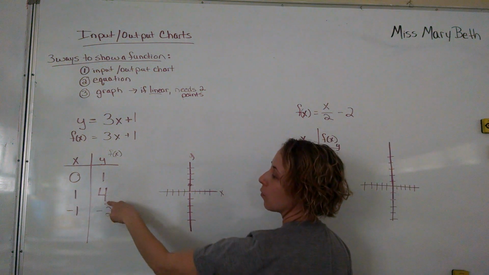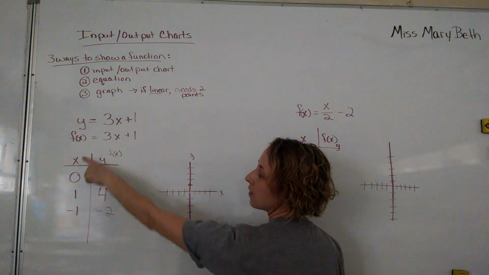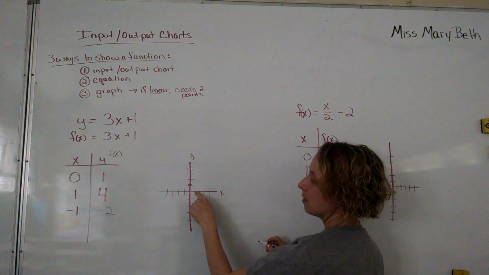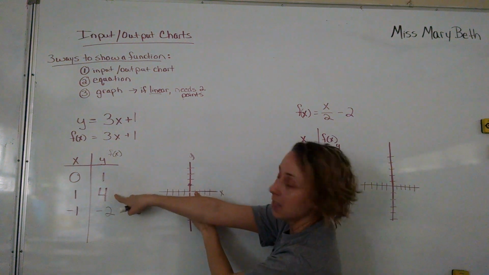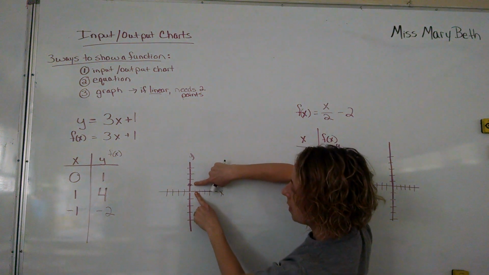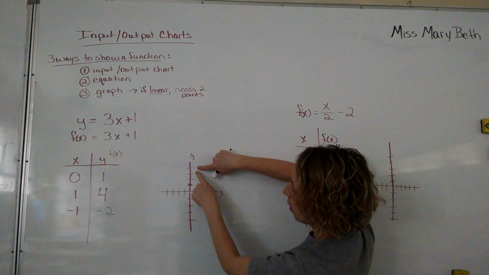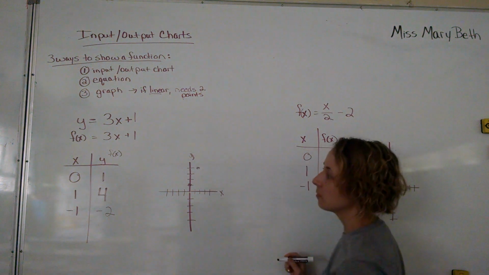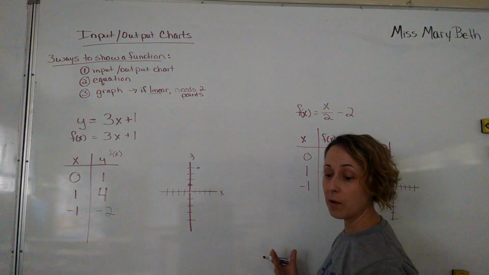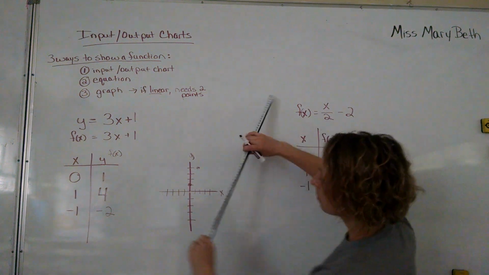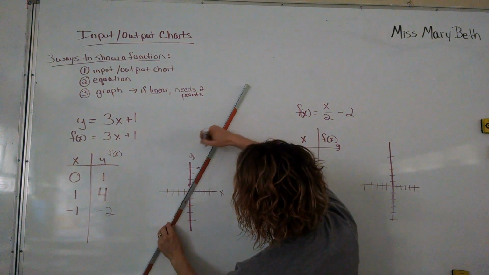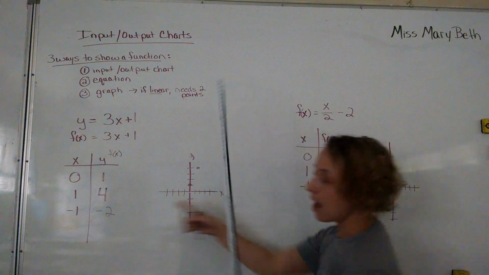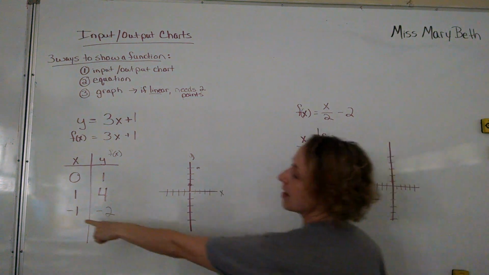Point 1, 4. So my x value is going to be a 1. Here's the 1. My y value is a positive 4, so we're going to count up 4. 1, 2, 3, 4. Right there. 1, 4. Great. Now I could make a line now if I wanted. I could take my ruler, I could connect those 2 points, and I could draw a line. I'm going to add one more point before I do that.